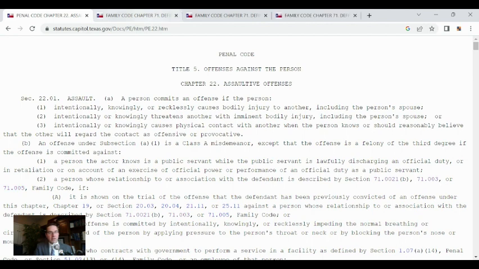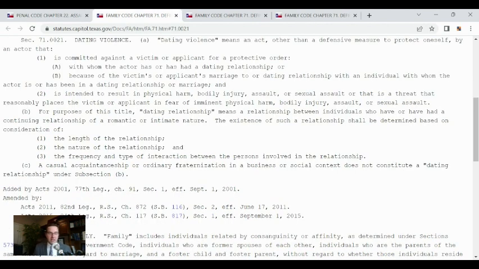So 71.0021 is what we call dating violence. Dating violence means an act, other than a defensive measure to protect oneself, by an actor that is committed against a victim or an applicant for a protective order with someone who the actor has or has had a dating relationship, or because of the victim or applicant's marriage to or dating relationship with an individual with whom the actor is or has been in a dating relationship or marriage. Basically it means dating violence, and that is somebody you have had some intimate relationship with. If it's a one-night stand, that probably doesn't count. If it's like a 3-night stand, that probably counts.